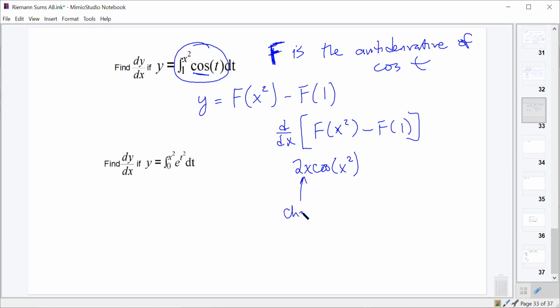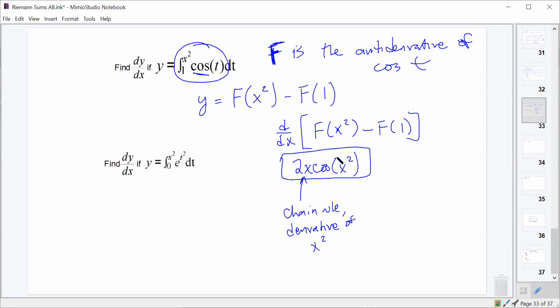We're going to say chain rule, derivative of x squared. And what about when I take the derivative of capital F of 1? Well, capital F of 1 is just a number, so that goes away. It just becomes 0. And our answer is 2x cosine of x squared. Good or no?